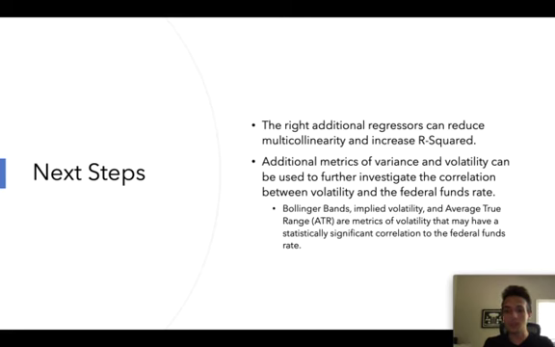Additional metrics of variance and volatility can be used to further investigate the correlation between volatility and the federal funds rate. Bollinger Bands, implied volatility, and average true range, ATR, are metrics of volatility that may have a statistically significant correlation to the federal funds rate. And in the future, future analysis can take this into account and see whether or not these technical indicators have any kind of correlation to the federal funds rate. Because if they do, with the conjunction of this model and another model that may incorporate these, we may be able to better explain the effect of volatility on the federal funds rate.